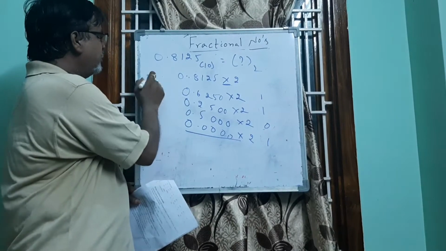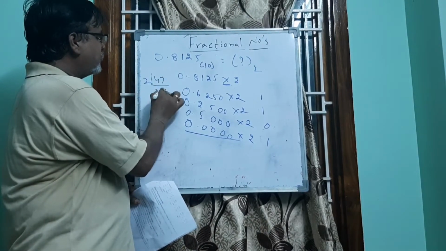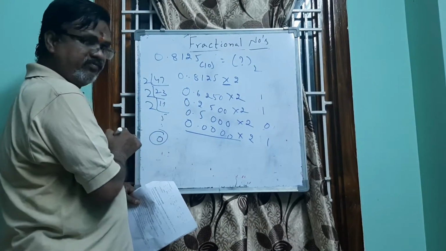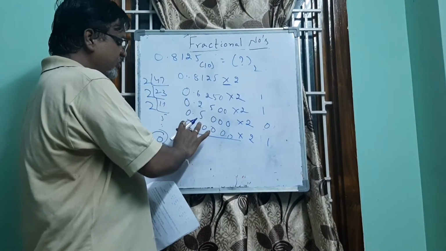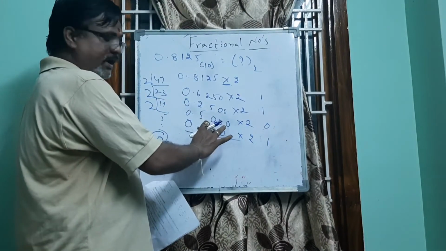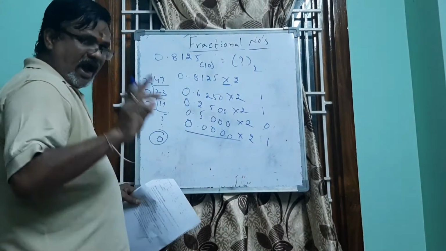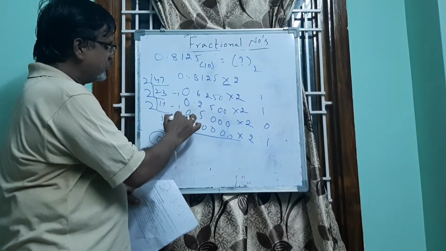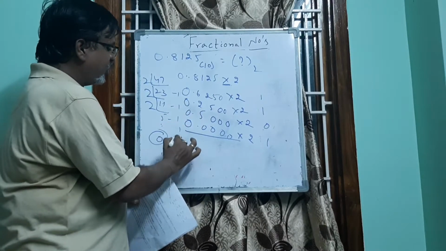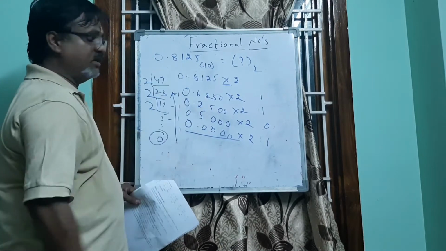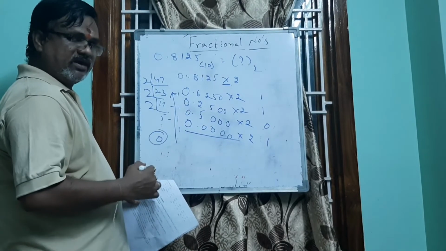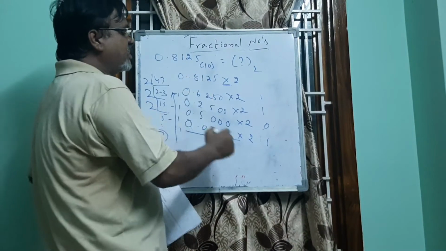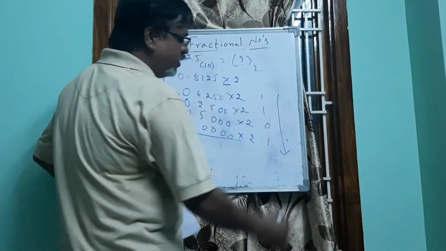There, also in the division operation, 47, 23, then 11, then 5, like this, till you get 0 as quotient. Here also, till you get 0 as the multiplicand, you are going to do this process. And remember, whatever remainders you got here, you write them in reverse order. So for the integer part converting to binary, reverse order. But for the fractional part converting into binary, you write from top to bottom.